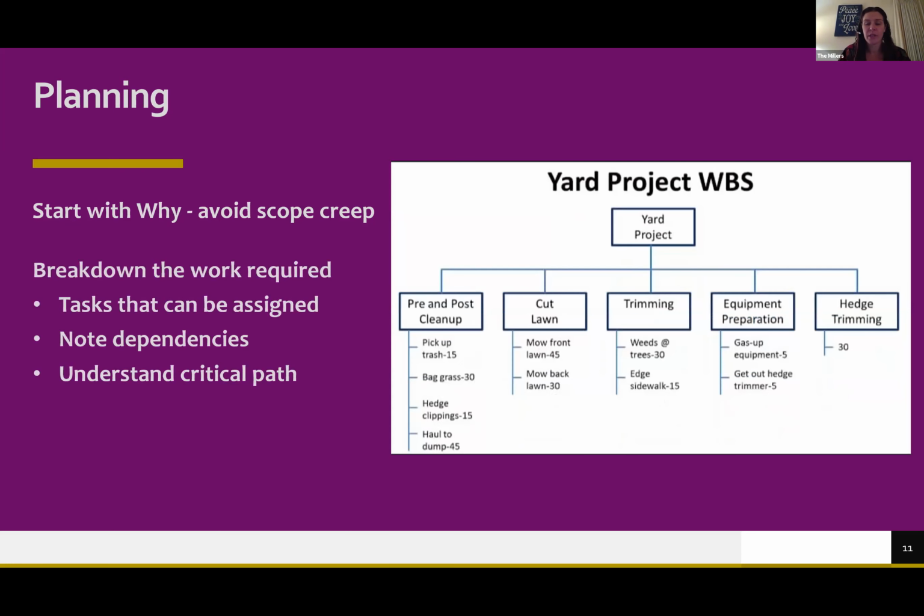Once we really keep our mind on the why, then we're going to break down the work that's required to accomplish that why. You're going to break this down into tasks that can be assigned. You're going to want to note dependencies. That means something that is dependent on another task.